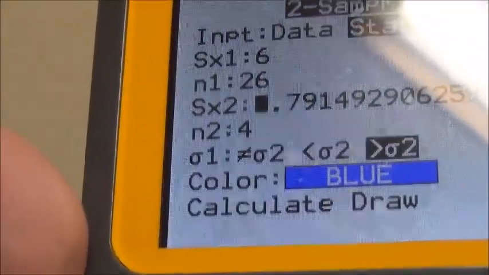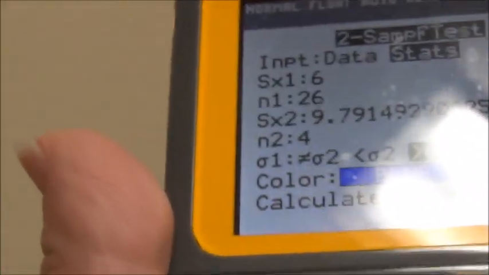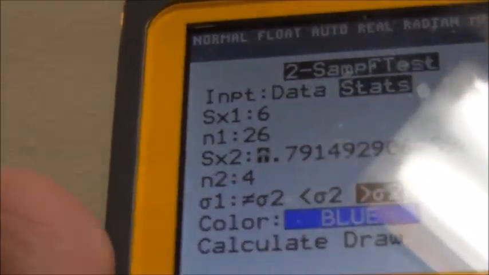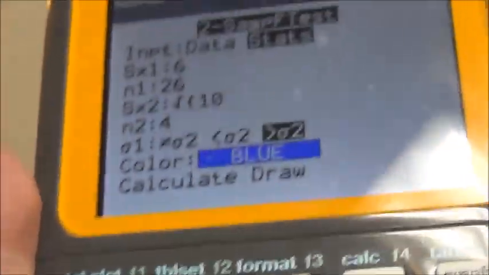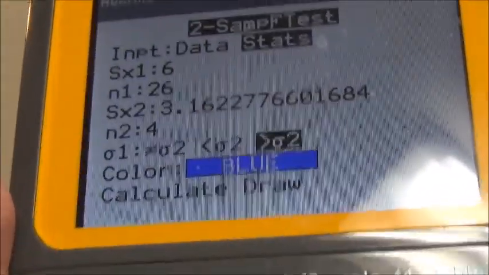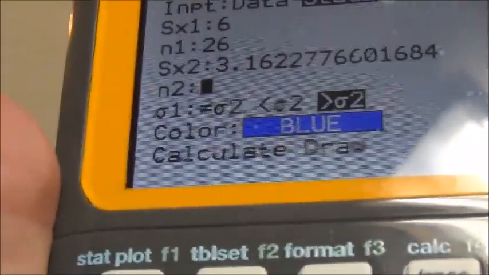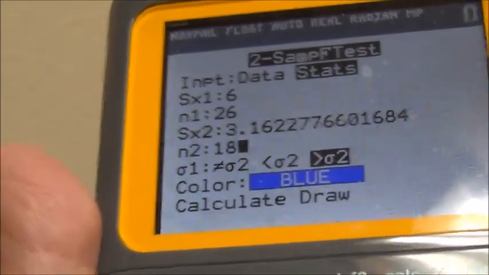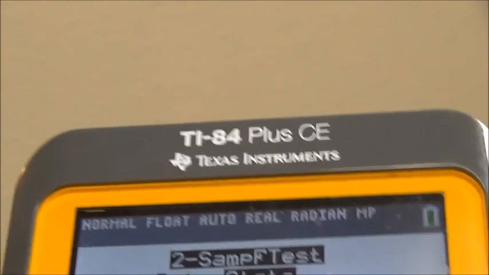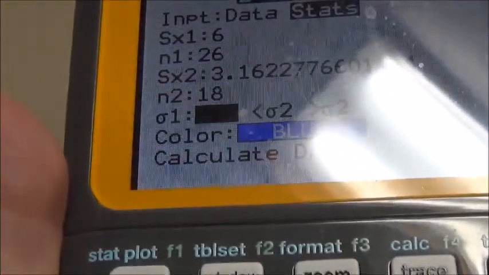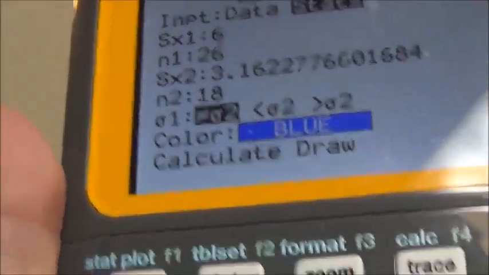And then I'm going to do my standard deviation for my second sample. This variance is 10, so the square root of 10 isn't very nice, but we'll go ahead and put in second function, the x squared button to put the square root, put our 10 in there, and you'll see when I hit enter that the calculator figures out the square root of 10, which is a nice big long decimal number. N2 is 18, so I'm going to put 18 in for N2. And we want to see if the variances are different, so we are going to do not equal in this case. So I want to make sure the not equal is highlighted, and then I'm going to calculate.